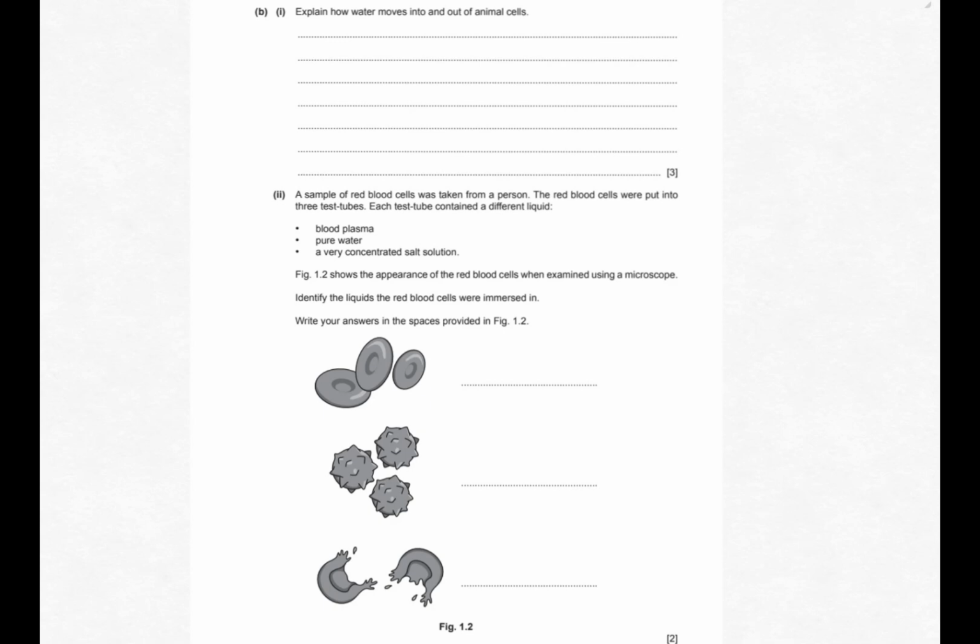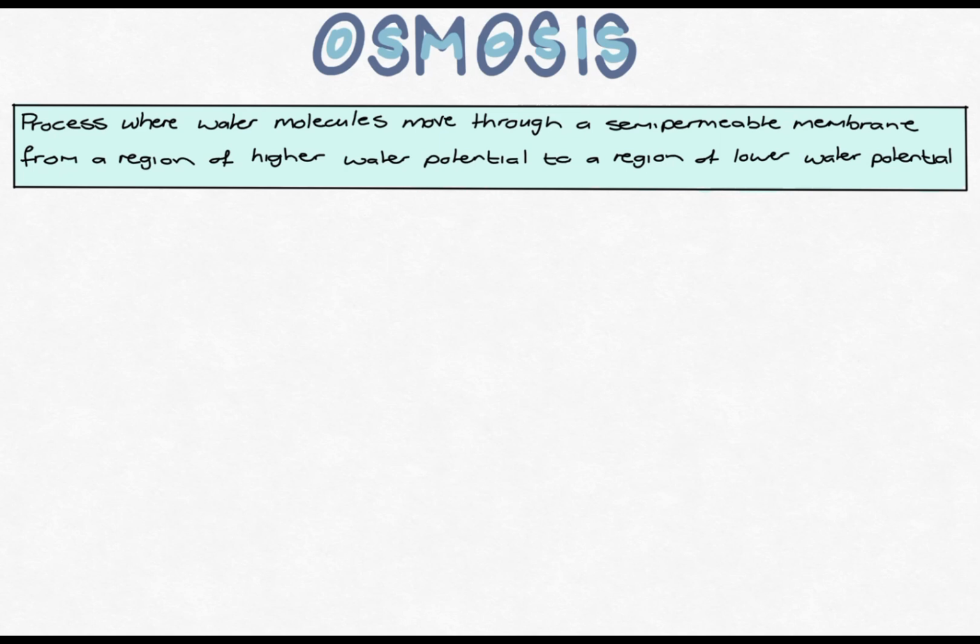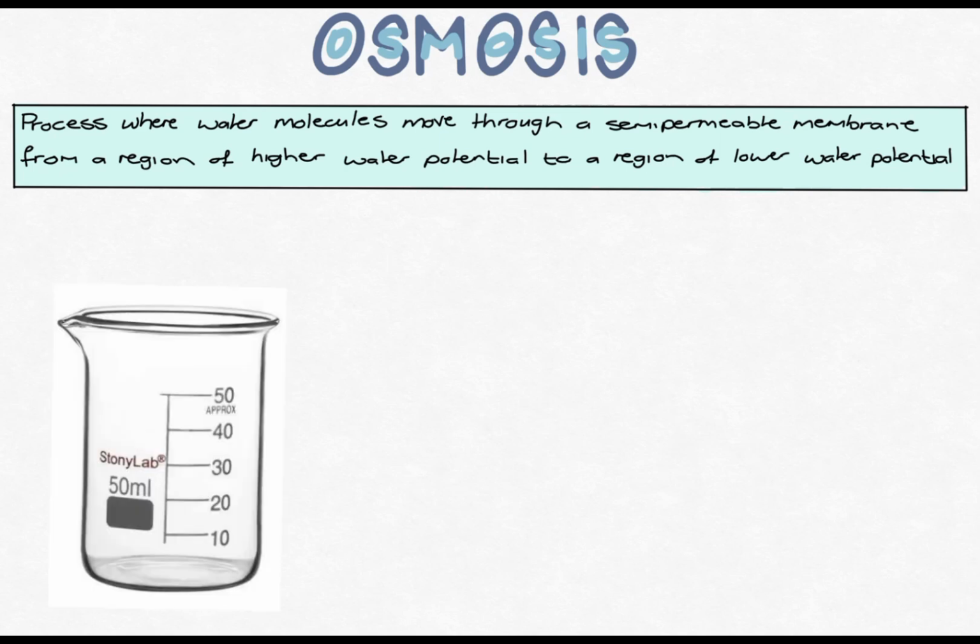Next, we have question B. First, they're asked to explain how water moves into and out of animal cells. Now, we know that water moves through a process called osmosis. Now, osmosis is the process where water molecules move through a semi-permeable membrane from a region of higher water potential to a region of lower water potential.